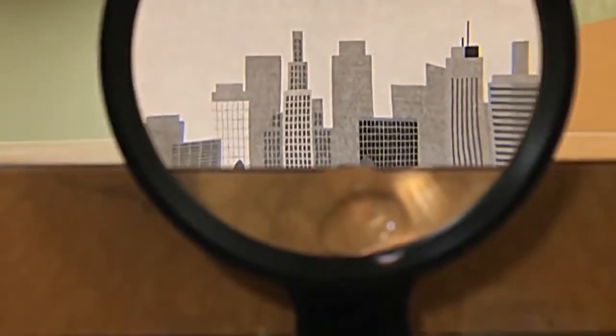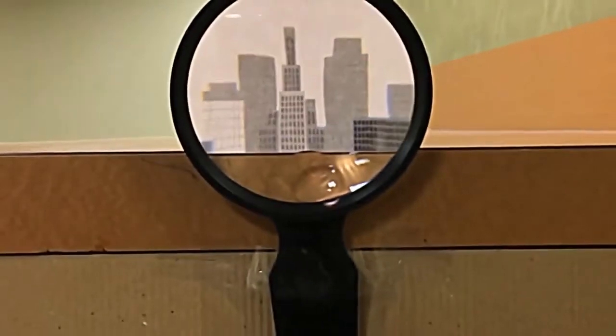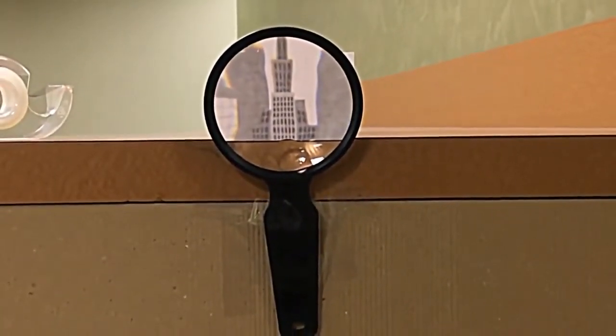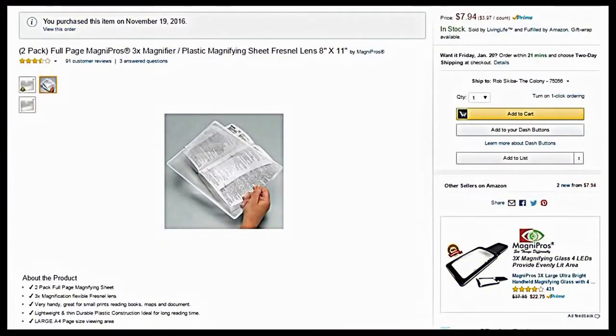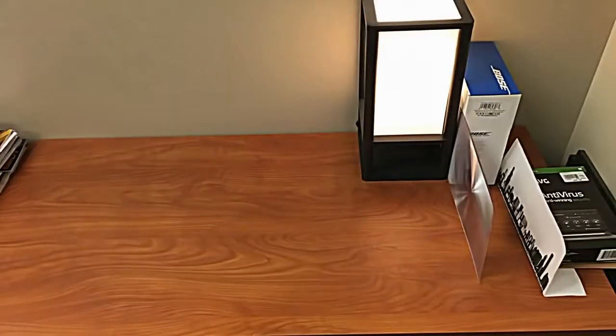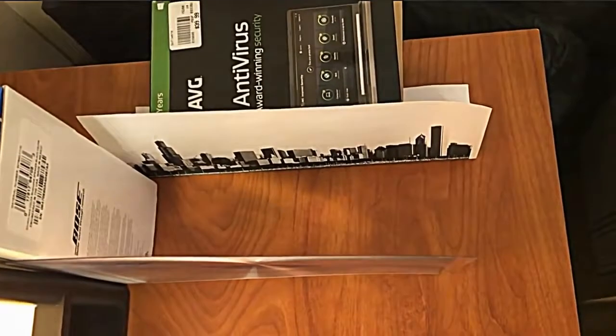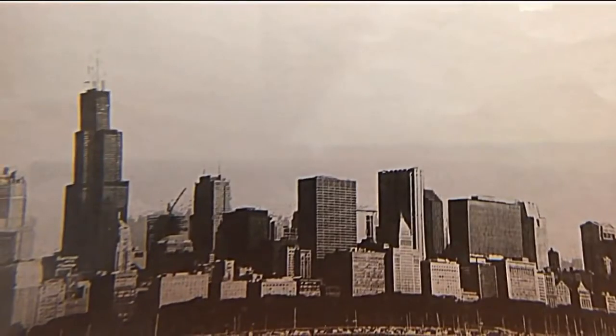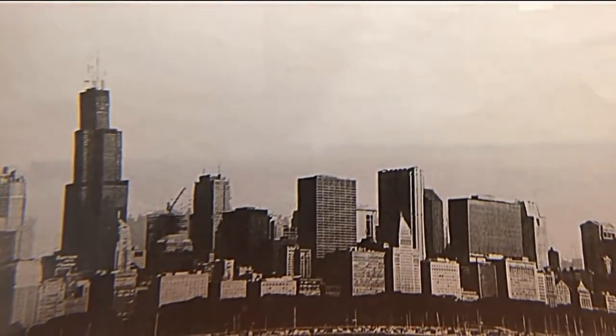To alleviate the problem of distorting the edges because the magnifying glass ring is too small, I went on Amazon and got these plastic magnifying sheets and came up with another way of doing the same thing. Set the city up, a little cutout of the city, and now I've got the big magnifying glass sheet. Bring the camera right up to the lens. See, that's the normal view of the city. Now let's back up again.